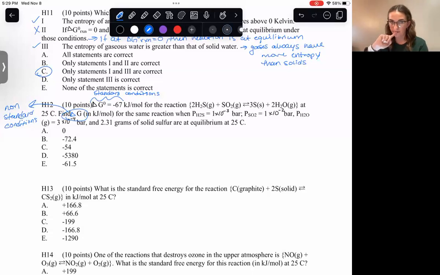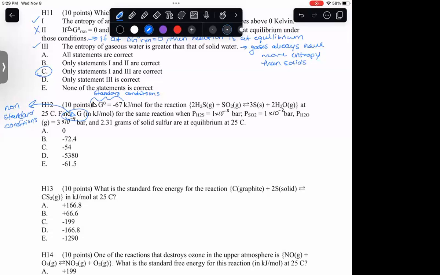Does anyone know? Adrian, were you just speaking? I didn't hear you. Are you able to hear me now? Yes, I can. Okay. Delta G equals delta G standard plus RT ln Q.